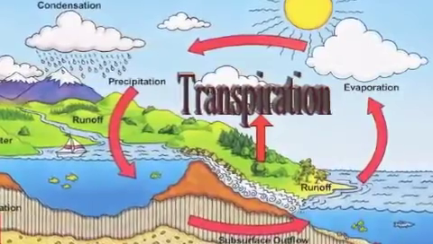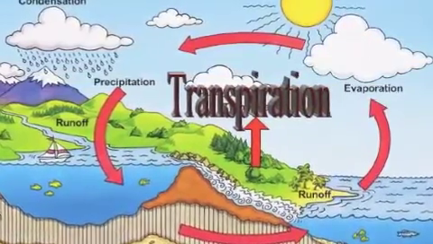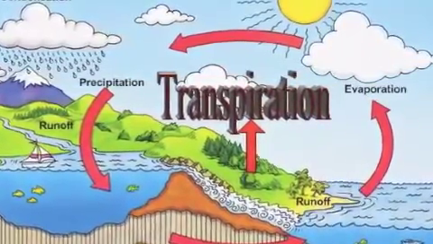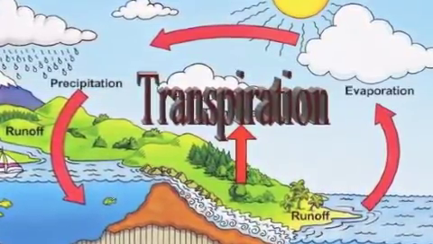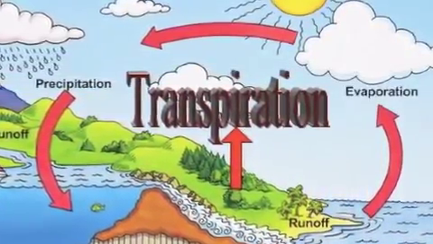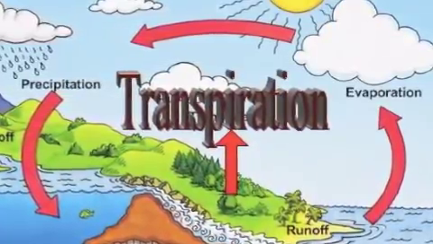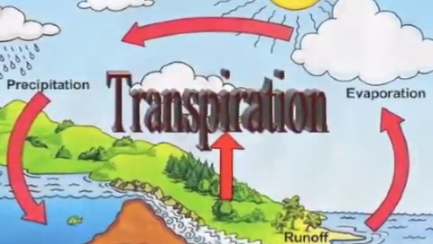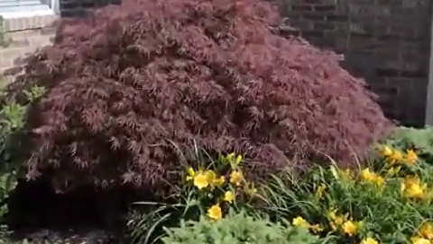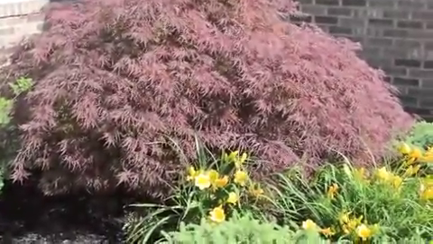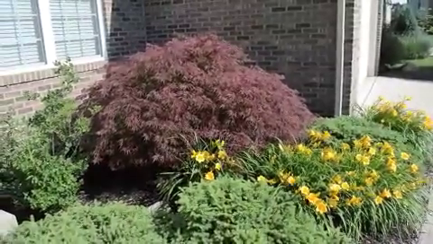As we see in this diagram, transpiration is similar to evaporation in the fact that the water is going from the earth into the atmosphere. However, unlike evaporation, transpiration comes from land. These trees and bushes are constantly sending water vapor up into the atmosphere, similar to what we saw with evaporation.